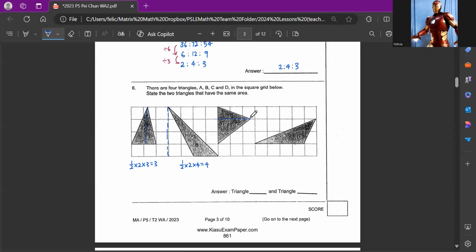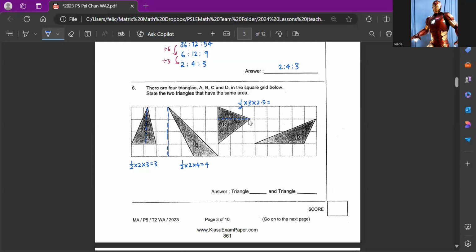For this part, maybe we can take it as like 2.5, because it's sort of midway along one side of the square. So it's one side, two sides, and 2.5. Let's just take it as that. So half, the base is 3, right? Half times 3 times 2.5.